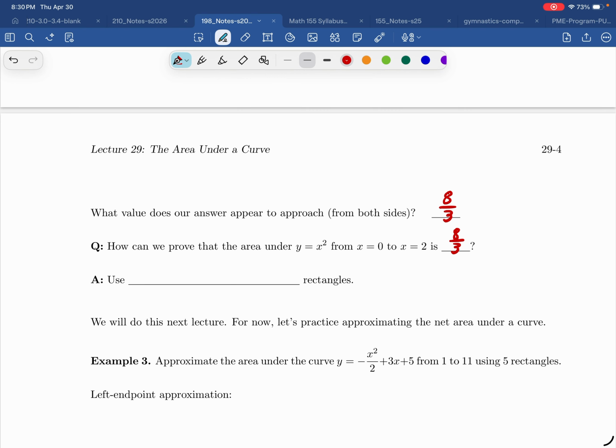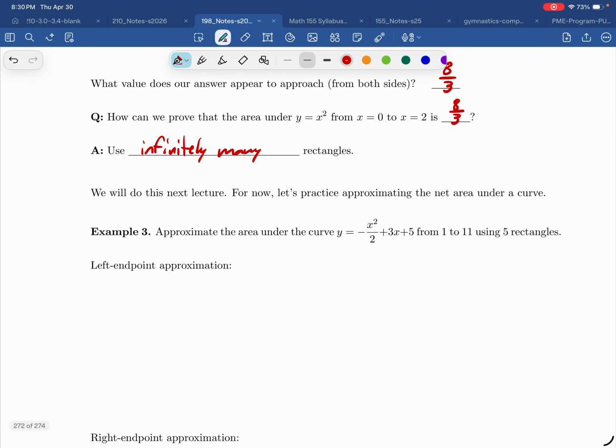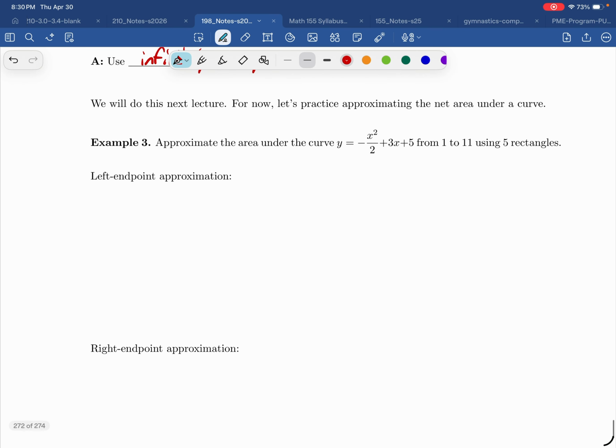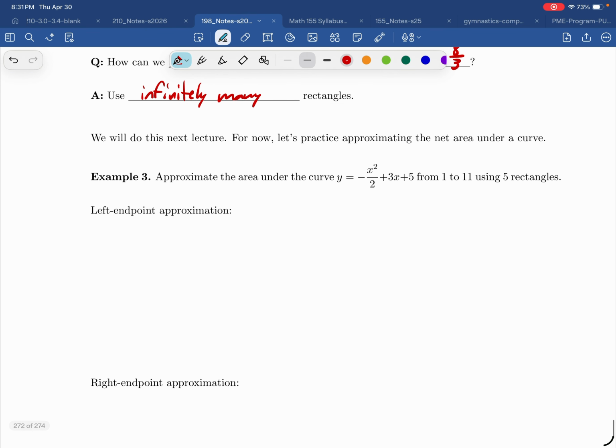Well, the way that we really get the right answer is we use infinitely many rectangles. Infinitely many. We're not going to do that now. And even then, how did I use infinitely many rectangles so quickly? Well, again, maybe there's a trick. For right now, what we're going to do is we're just going to work on approximating the area under the curve. And I'm going to use not so nice numbers, not so nice functions, okay?